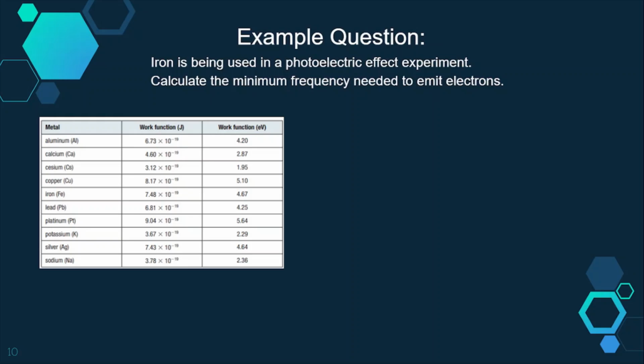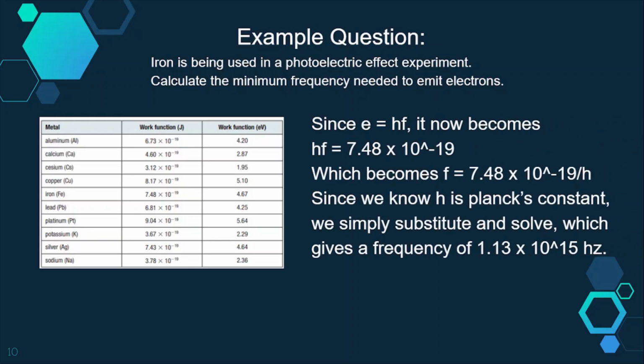We just equate that work function to the photon's energy. Since the photon's energy equation is E equals hf, it now becomes hf is equal to 7.48 times 10 to the negative 19 joules, which becomes f, the frequency, is equal to 7.48 times 10 to the negative 19 joules divided by Planck's constant. And since we already know the value of Planck's constant, we can simply substitute and solve, which gives you a frequency of 1.13 times 10 to the 15 hertz.